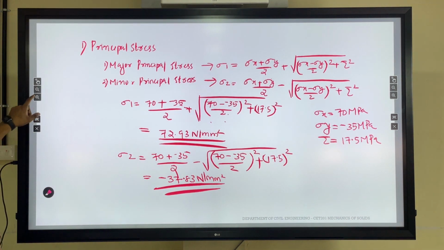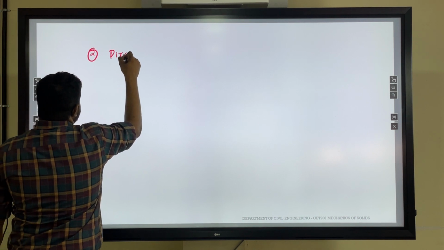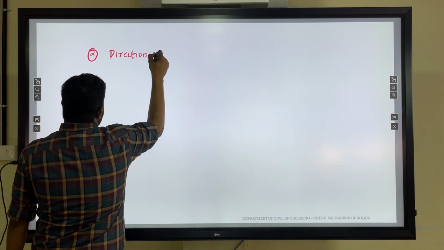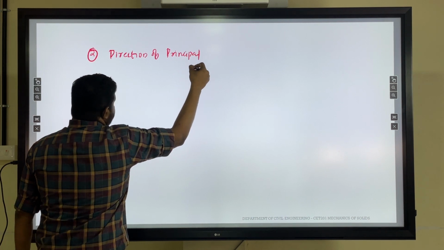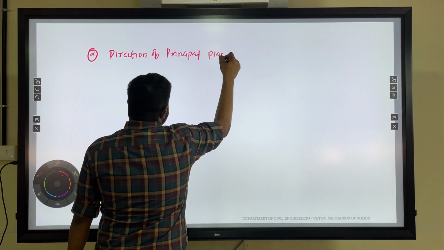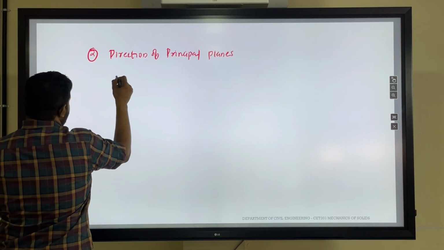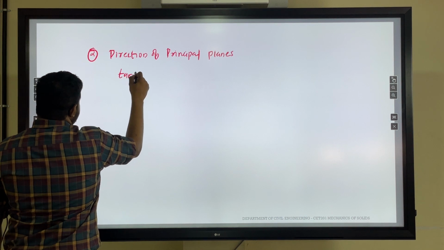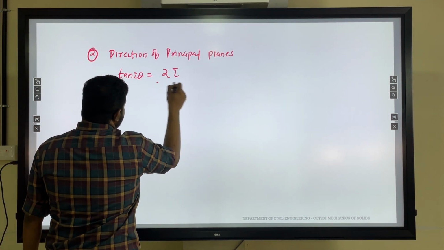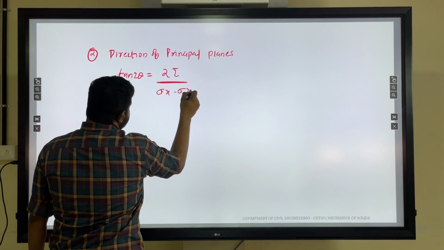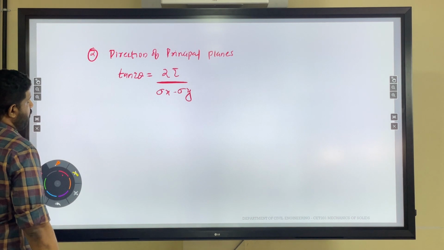Second part of the question is direction of principal planes. Okay, so the direction of the principal plane can be calculated with the equation tan 2 theta is equal to 2 tau divided by sigma x minus sigma y. So this equation will give the direction of the principal plane.